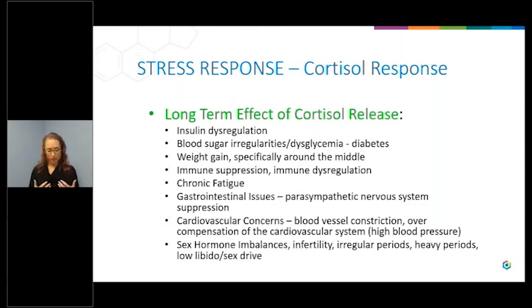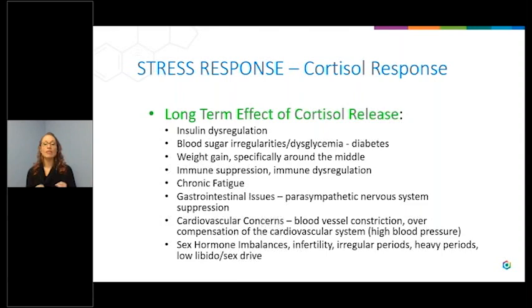So when we think about GI function and digestion, this is part of the parasympathetic nervous system. So our nervous system has the sympathetic and the parasympathetic. Your sympathetic is the drive, run, do. Parasympathetic is calm, rest, relax, digest. When we shut down your gastrointestinal function, we also shut down that parasympathetic nervous suppression. So you have nothing to counterbalance that sympathetic drive, that cortisol rush, run, go, do.